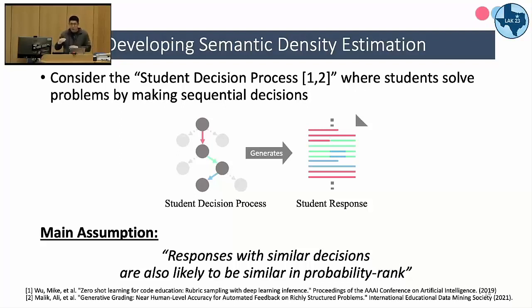And once they have that decision, they also have to decide whether to run it 99 times or 100 times. So there's a whole series of decisions. And for open-ended responses, each of those decisions gets reflected in the response. So you can essentially represent each response as this series of decisions that the students have made. And based on this idea of a student decision process, semantic density estimation stems from this main assumption that responses with similar decisions are also likely to be similar in probability rank.